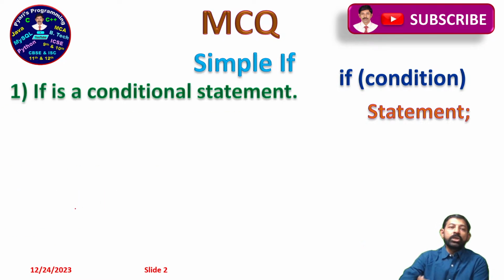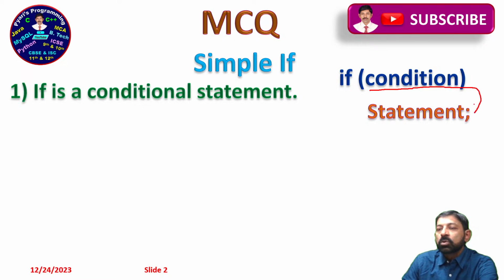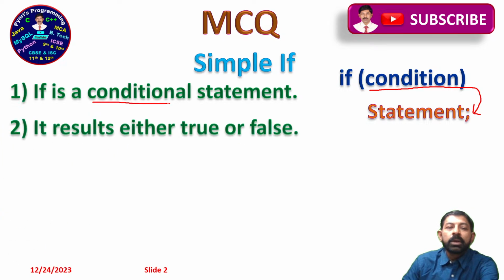If is a conditional statement. Why is it called a conditional statement? Because it checks the condition. After checking the condition, it executes a statement. Since it checks a condition, that's why it is known as a conditional statement. Next point, it results either true or false. If I'm having a condition, the condition always results either true or false, which is of type Boolean.